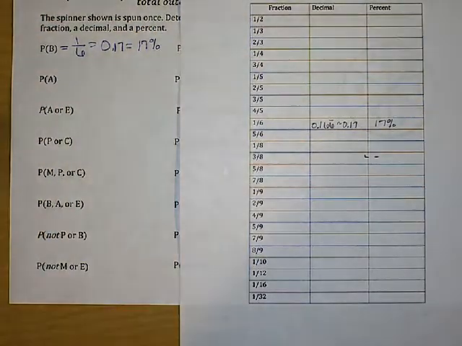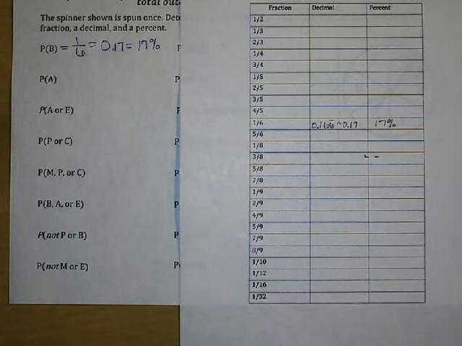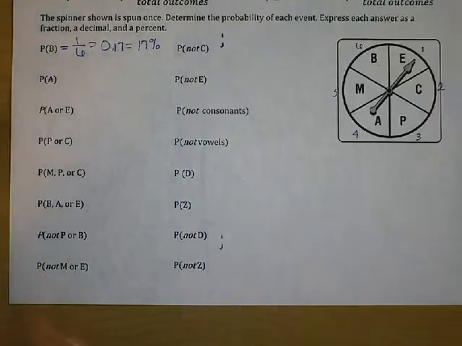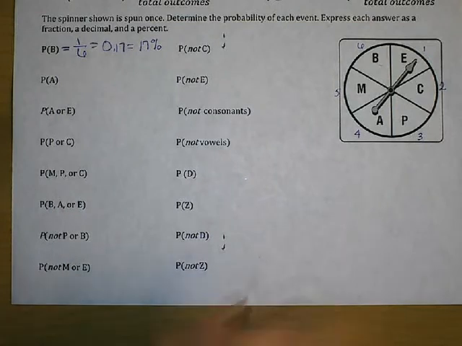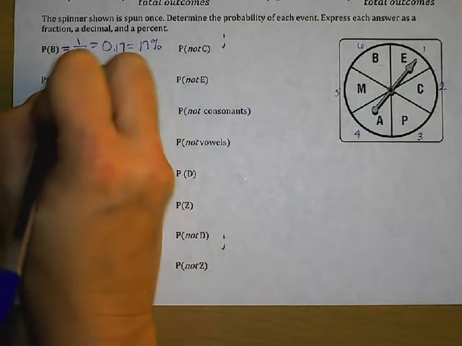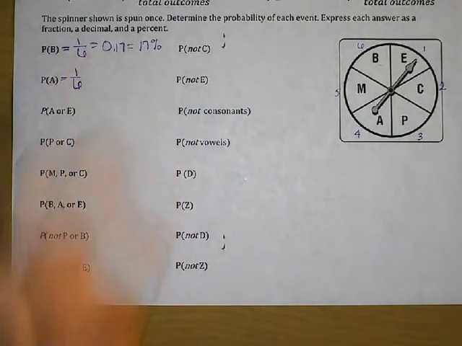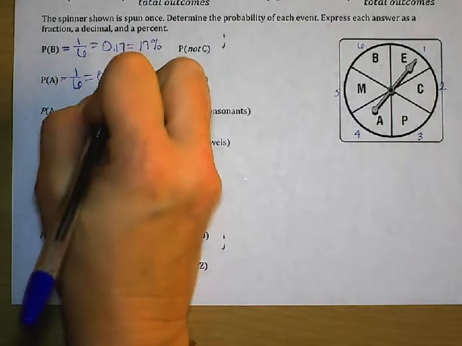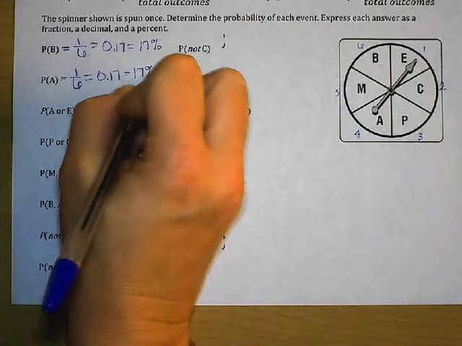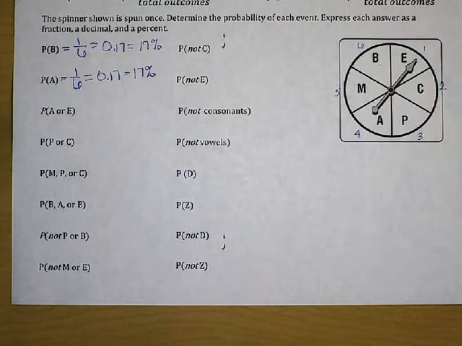Let's see if you can try the probability of A by yourself. You are absolutely correct. There is only one A on the spinner, so it also has the probability of 1 out of 6, which is the same as the 17 hundredths and the 17%.